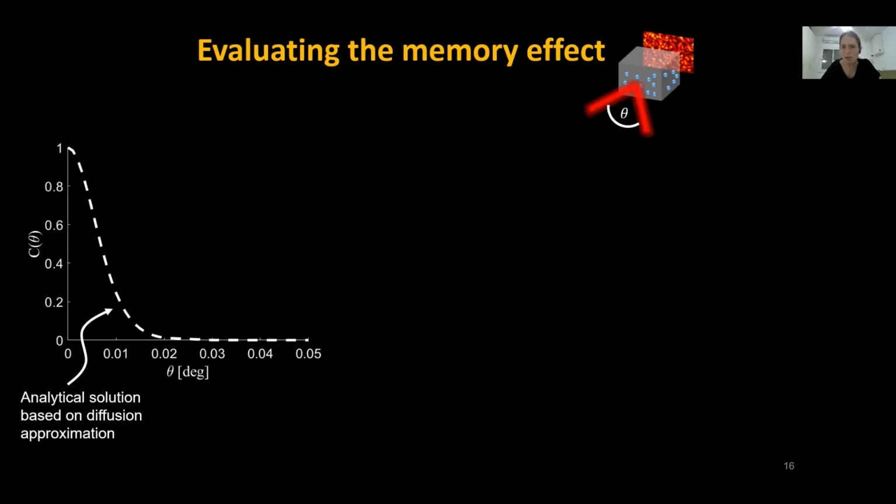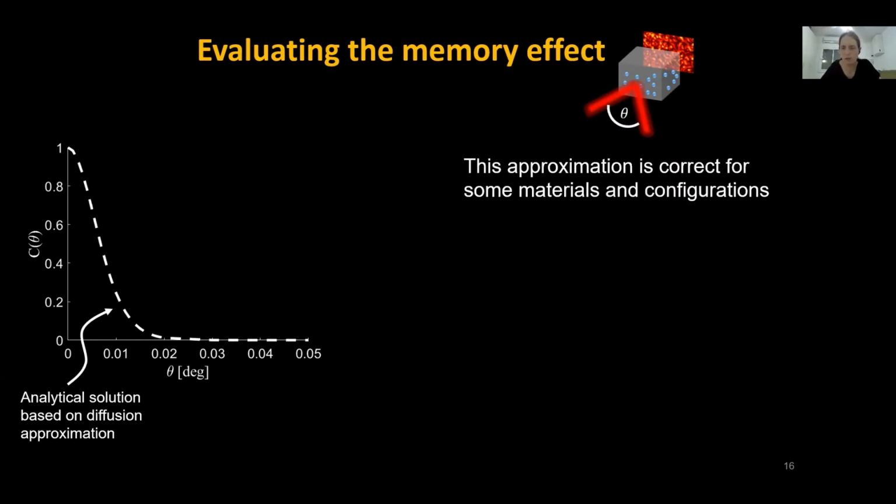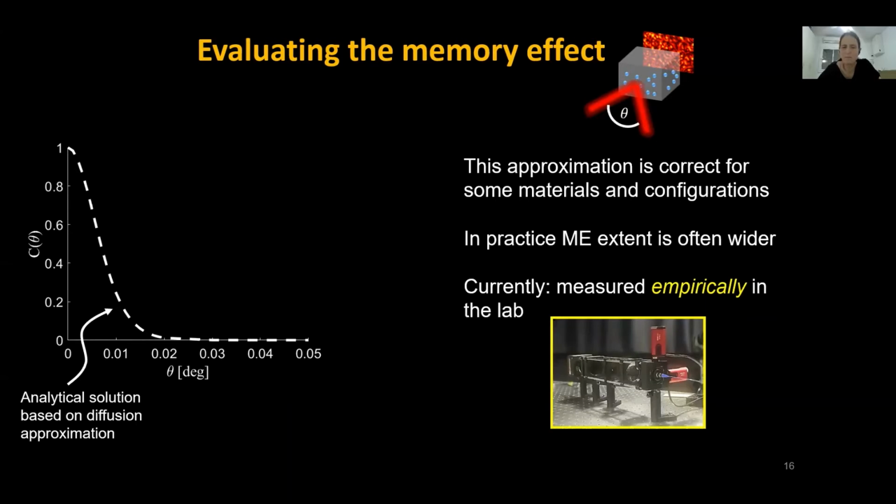Now, there is one approach that researchers are using to provide an analytical expression for the decay of the memory effect. And this is using the diffusion approximation. But diffusion models are accurate only in the diffusive regime, when the number of scattering events is very high. And in practice, people have observed in lab experiments that the extent of the memory effect is often much wider than the prediction of diffusion theory, but the actual values can only be measured in the lab.